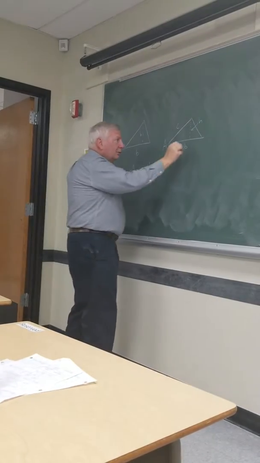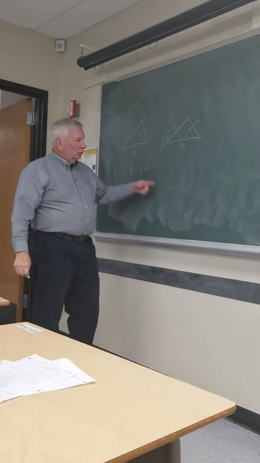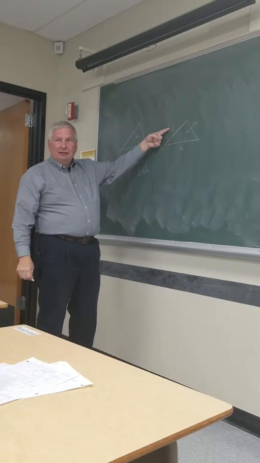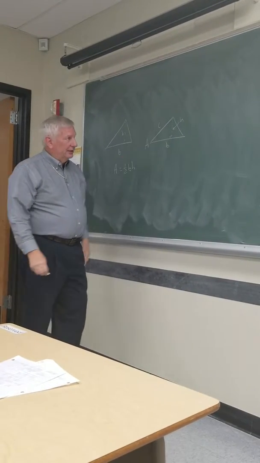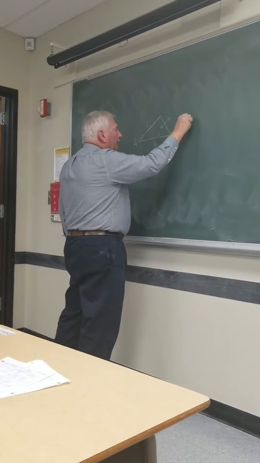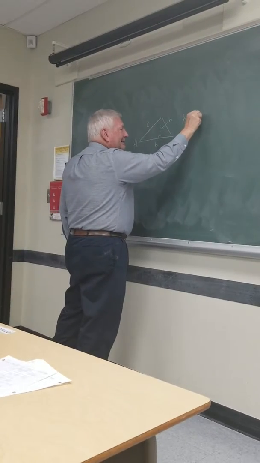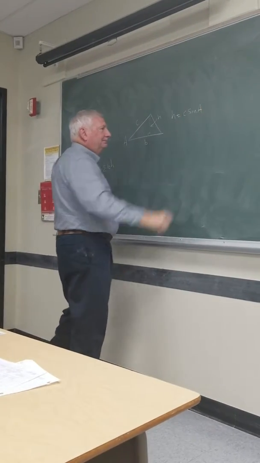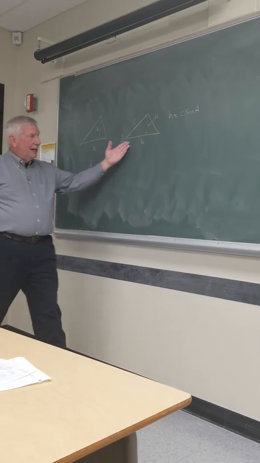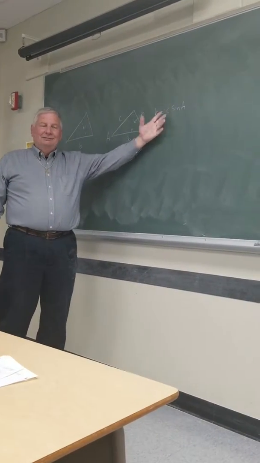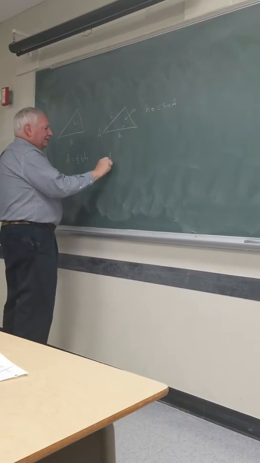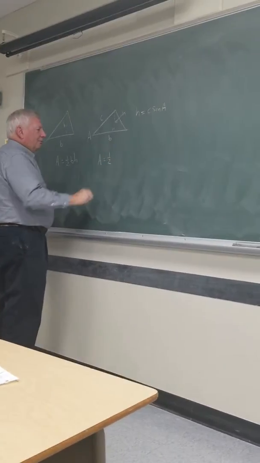And that's in the right triangle, with angle A and hypotenuse of C. So H is C times the sine of angle A. So now that we have a base and a height, write down the area is 1/2.